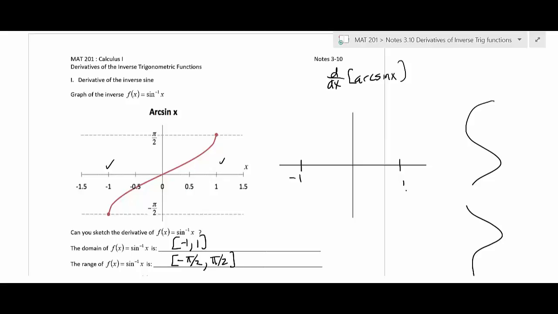Okay, how about what's happening to my slope? Is it getting bigger or smaller? Smaller. It's getting smaller, so that means the derivative is going to go down. Right around here, maybe if I did a better job of drawing this, that's a 45-degree angle. So what did we say the slope of that was? 1. Okay, so probably when we get to 0, we're going to have a y value of about 1.